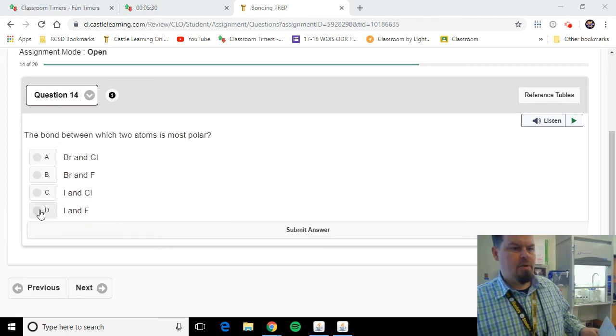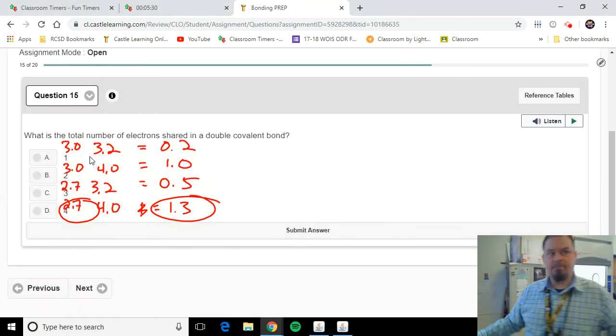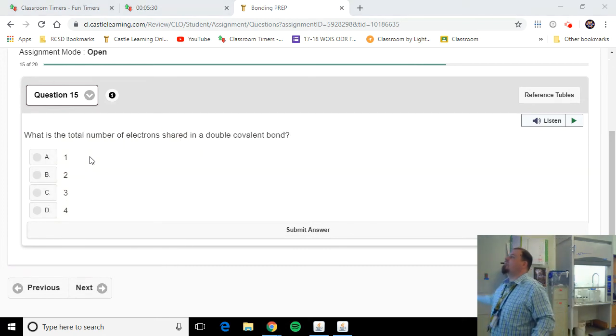Okay, so here we go. And I got the right answer. And moving right on to the next one, number 15. What is the total number of electrons shared in a double covalent bond?